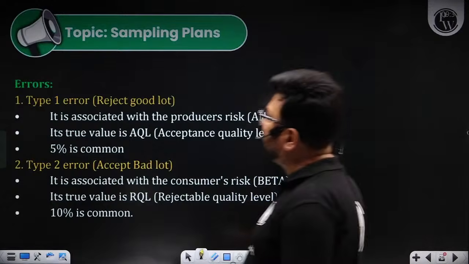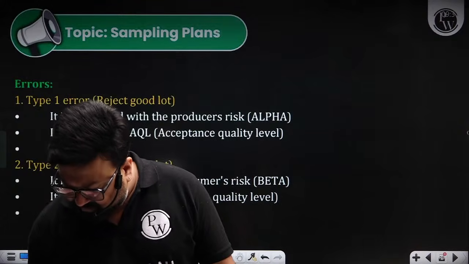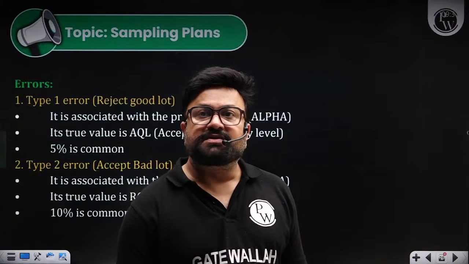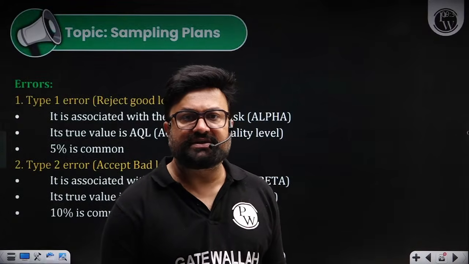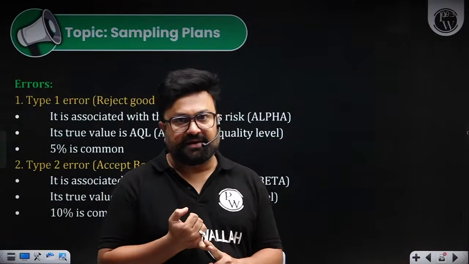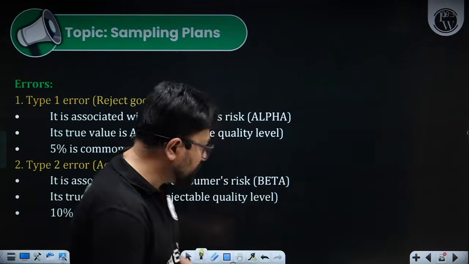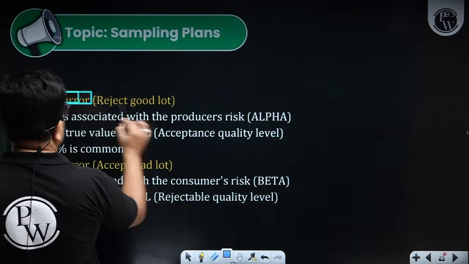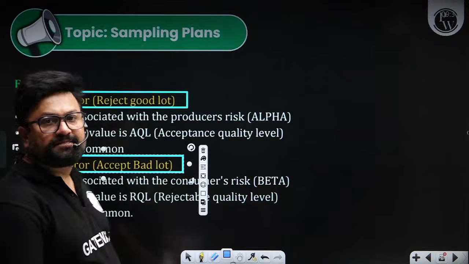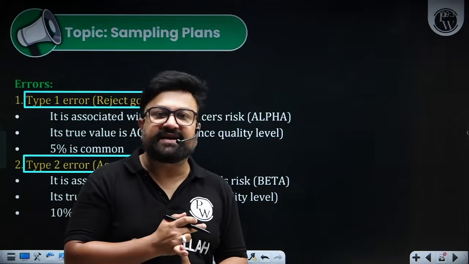Next, in sampling plans there is an operating characteristic curve. There are a few terms you must understand, so let's go to the types of error. There are two types of error if you do sampling. Type 1 error is rejecting a good lot. Type 2 error is accepting a bad lot.